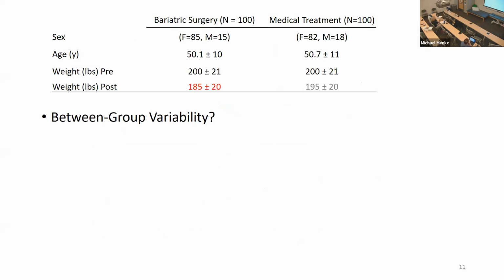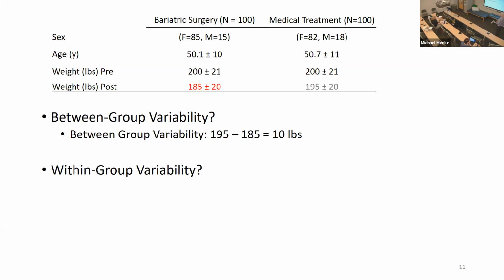This is our numerator for our test. What's our best estimate of between group variability? 10 pounds on average. So that's what enters the numerator. The denominator is a function of within group variability, the noise, signal to noise, the noise portion of it. The only thing we have at this point is standard deviations for both groups, which I've set to be equal, just to make things simple.